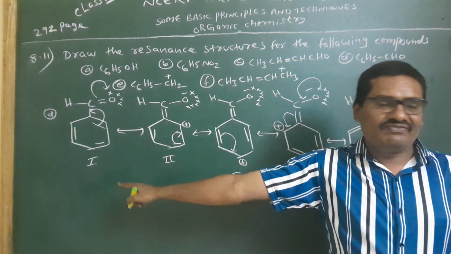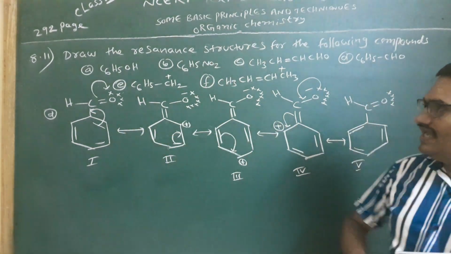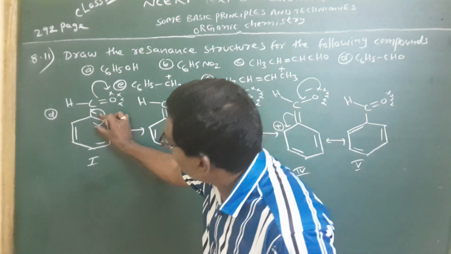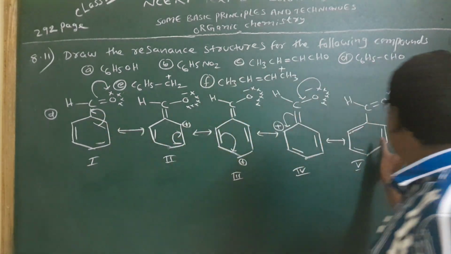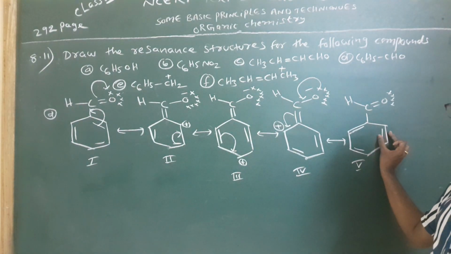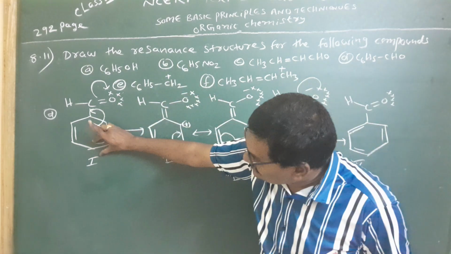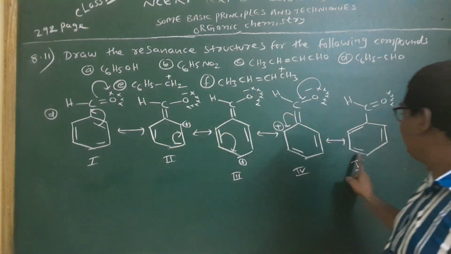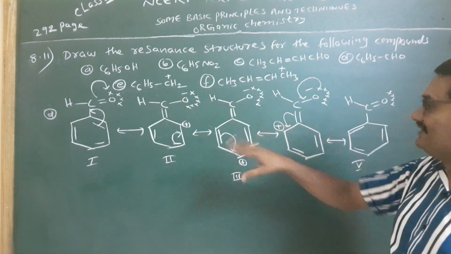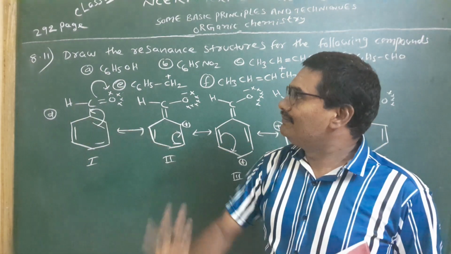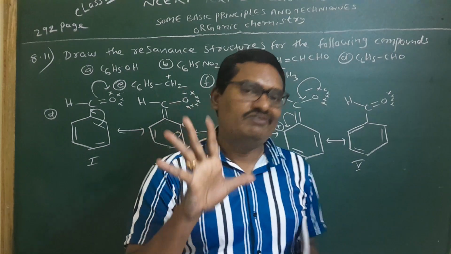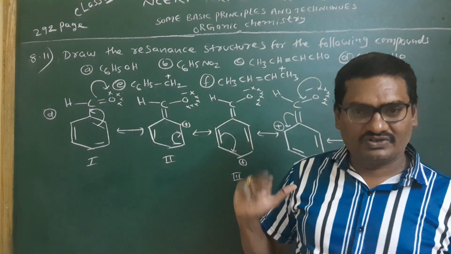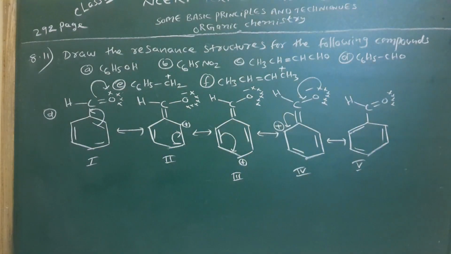But what is the difference between first and fifth? Here in the first structure, the double bond is present in this place. Here the double bond is present in this place. So in the first structure the double bond is in this place, in the final structure the double bond is present in this place. So that is the difference. So totally benzaldehyde contains 5 resonance structures. Please note down, again I will explain.